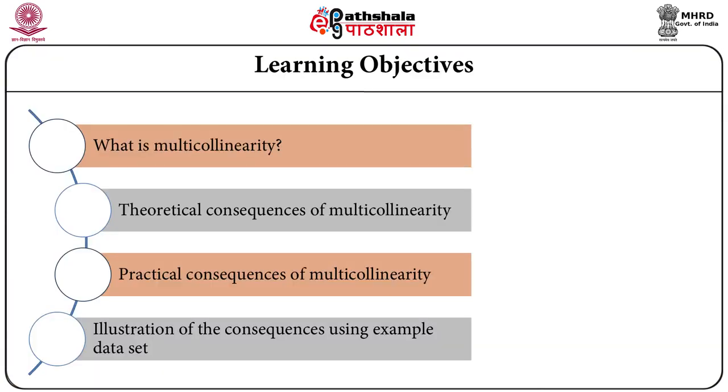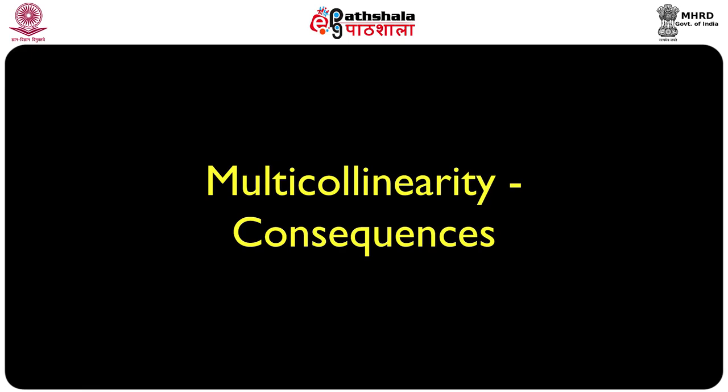One of the assumptions of fitting a linear model is that the independent variables involved in the model are supposed to be uncorrelated. When this assumption is violated, we say that there is multicollinearity present. In this module, we will look at the consequences of such violation of the assumption. We will discuss the presence of multicollinearity in a data set and its consequences.